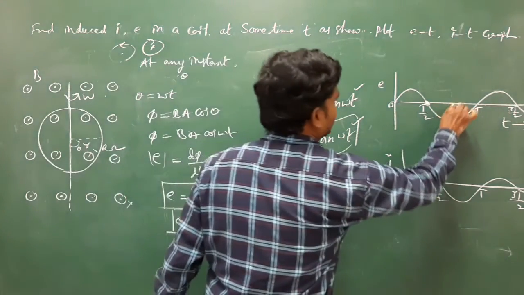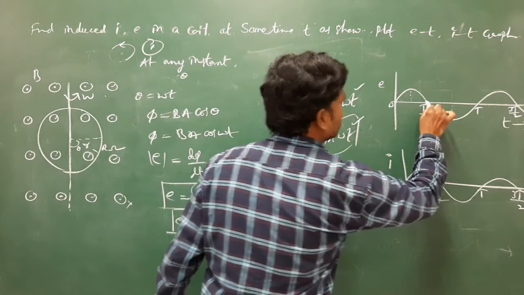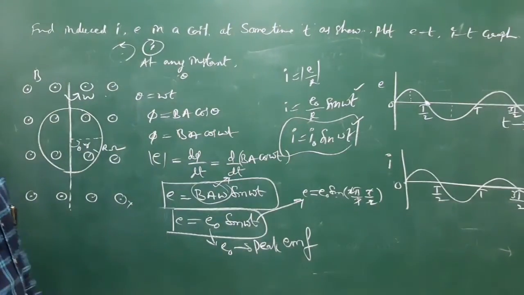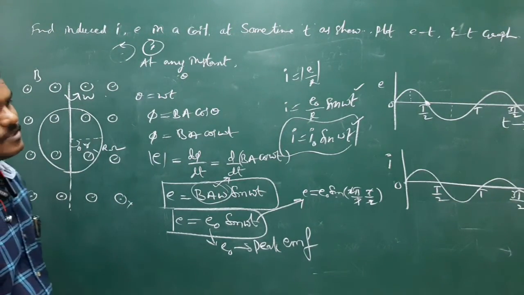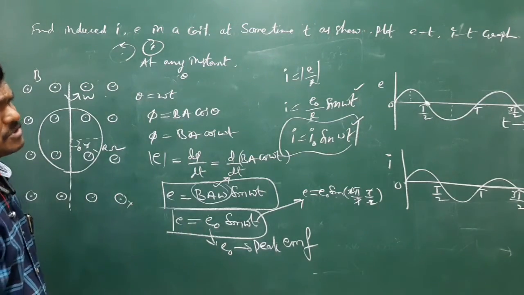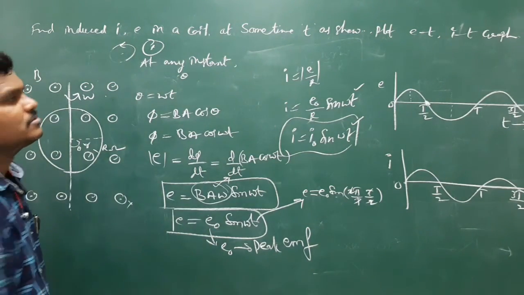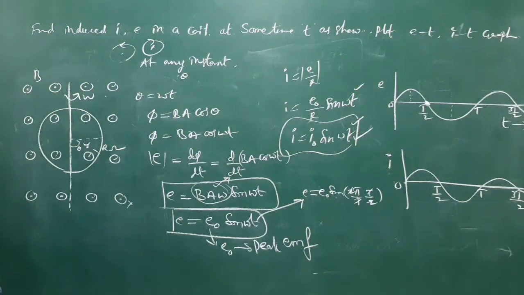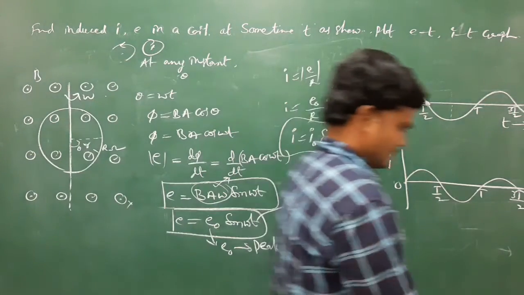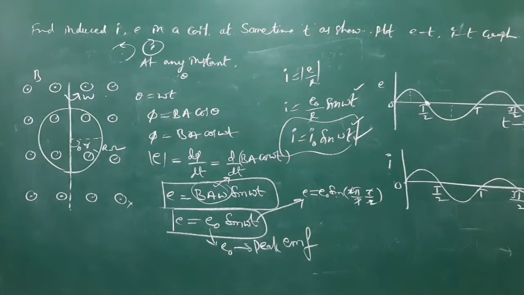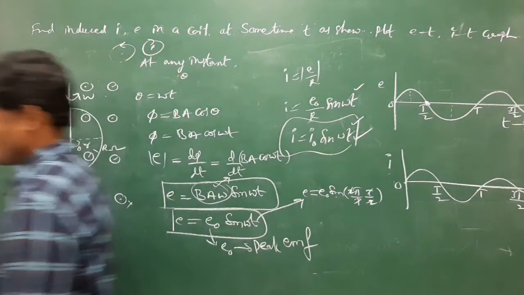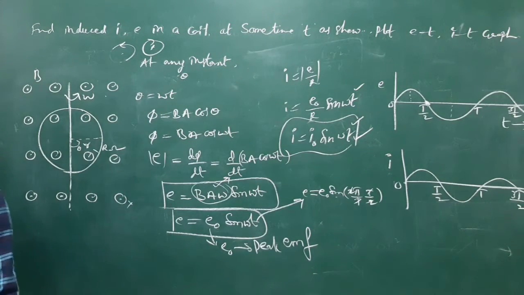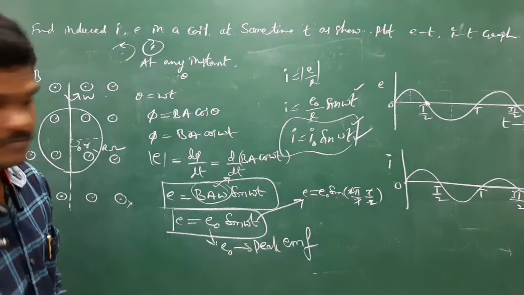Okay, so this is some other value, T by 4, just substitute, you will get it. At T by 2, current is 0, EMF is 0. At T, current and EMF become 0, 3T by 2, and so on. So simply these are sine functions, so we can expect sine graphs directly. Let me give one more question.